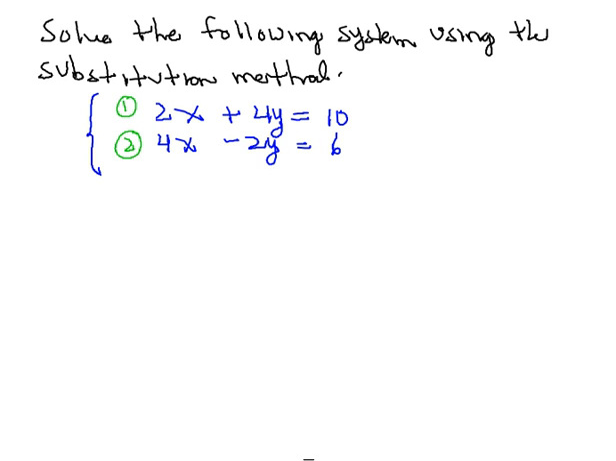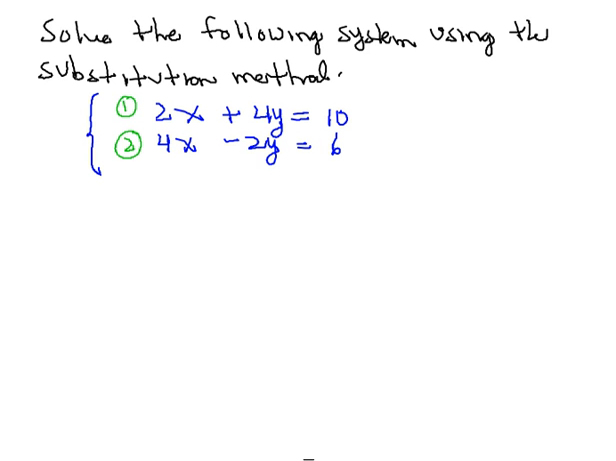So the first method we're going to look at is the substitution method. We have the system 2x plus 4y equals 10, and 4x minus 2y is equal to 6. What we're going to do is take one of the equations and solve for one of the variables, then take that expression and substitute it for that variable into the second equation.